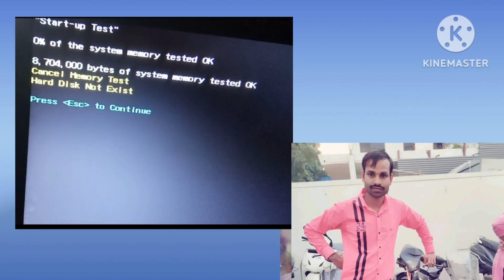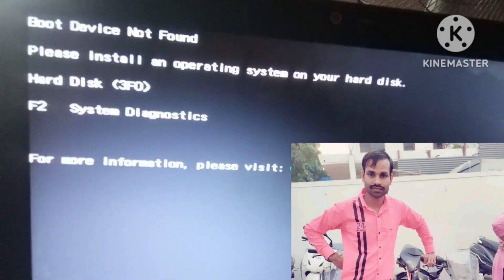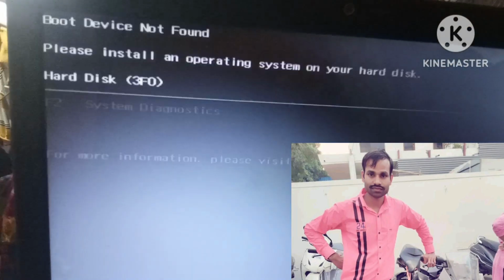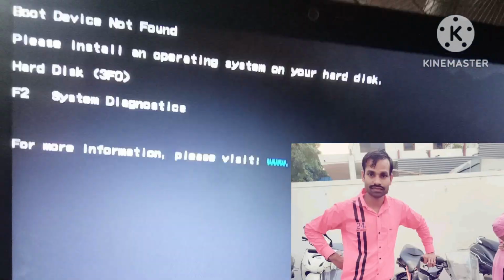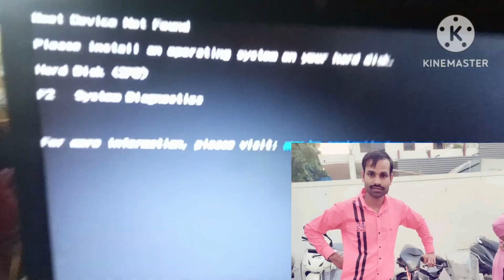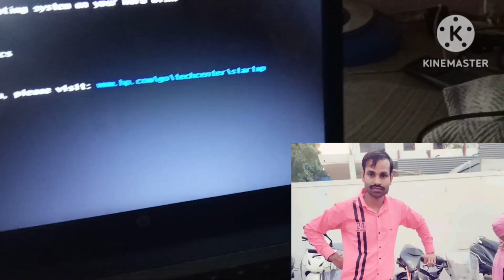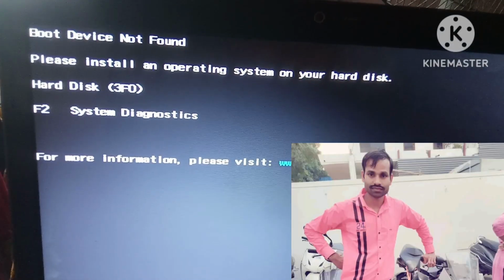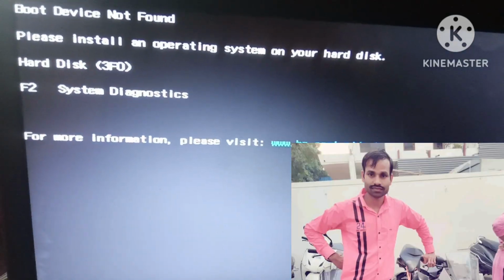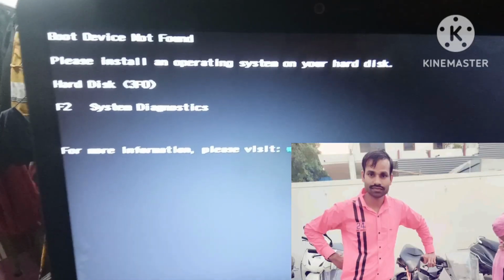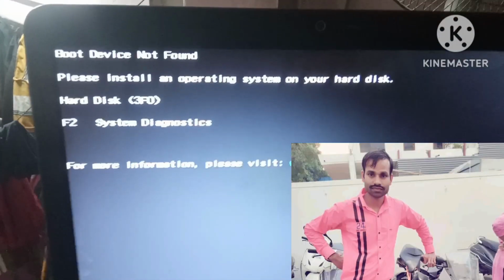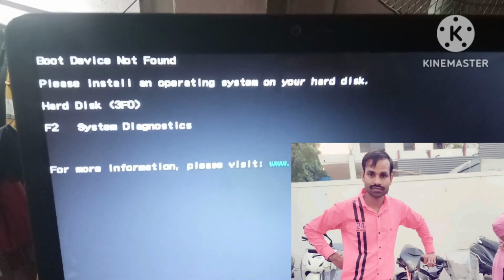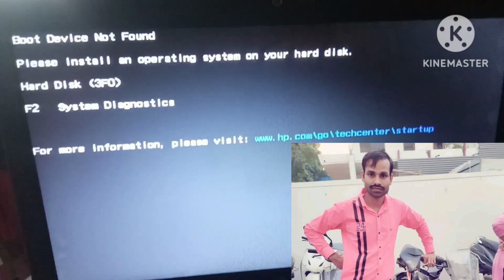Here is the memory test, then press ESC to continue, and the hard disk test runs again. After this I have to press F2 for system diagnostic, and then you get complete information in system diagnostic. Wait some time, then boot server not found.